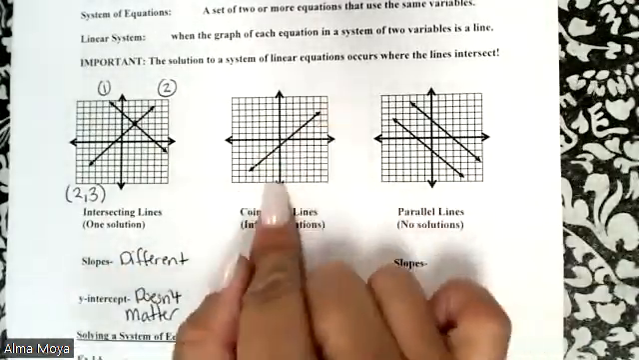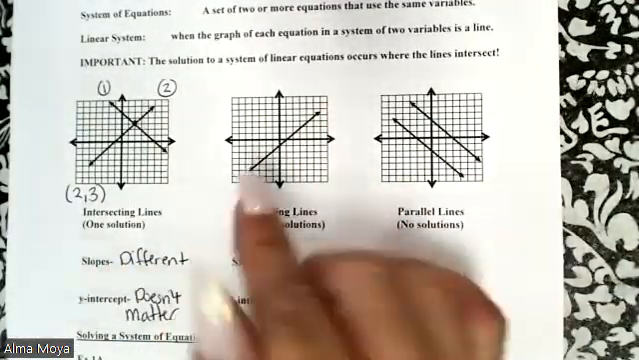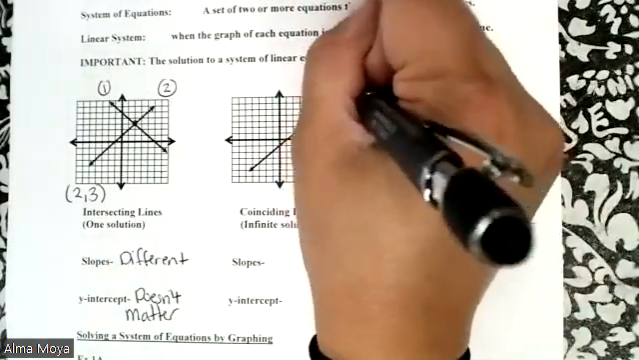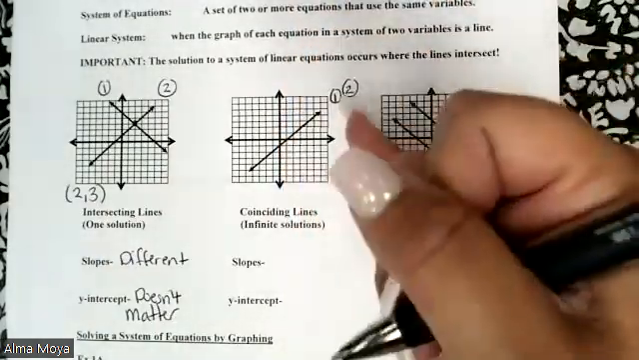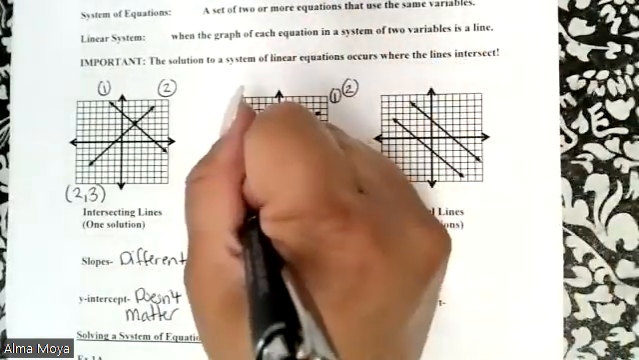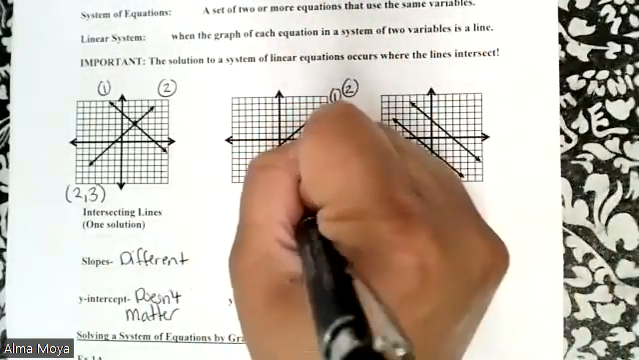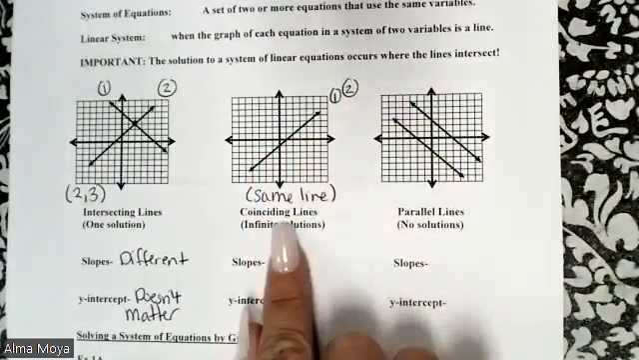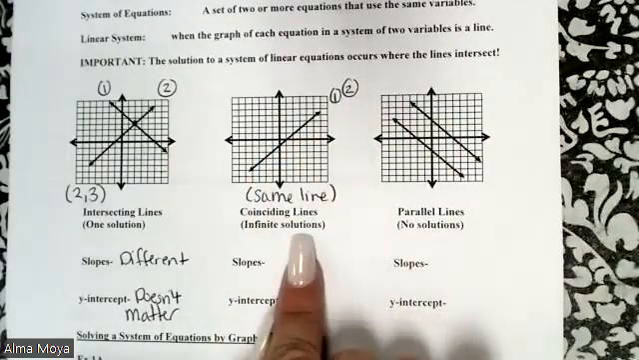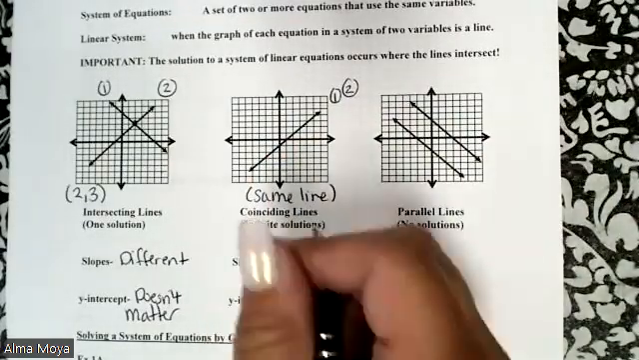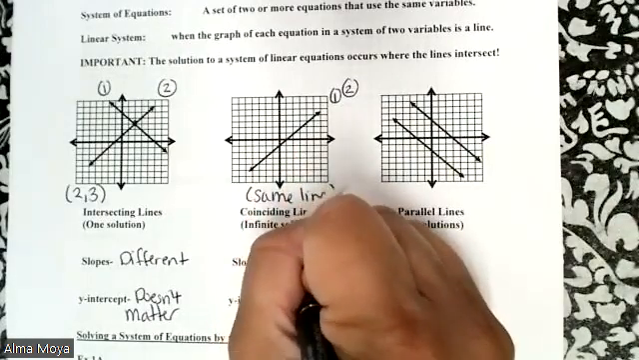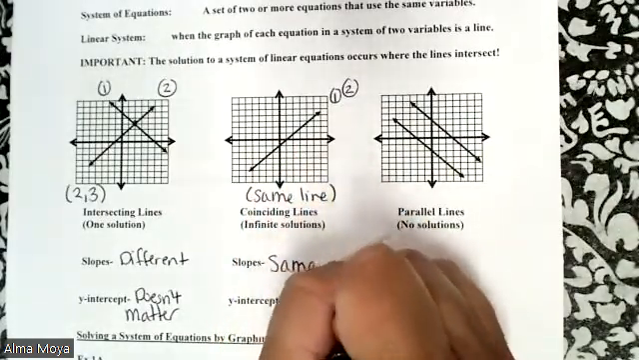On this second graph, you only see one line. Well, technically, that's equation 1 and equation 2, which means it's the same exact line. This is called coinciding lines, which has infinite solutions. Now on here, your slopes have to be the same and the y-intercepts have to be the same as well.